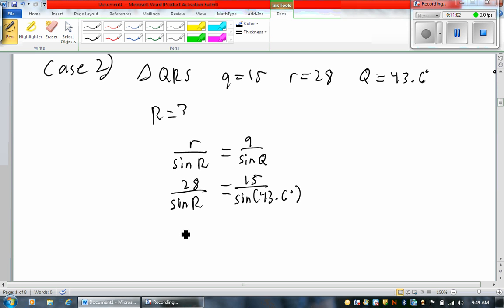And so we're going to cross multiply and we get 15 sine R equals 28 sine 43.6 divided by 15.